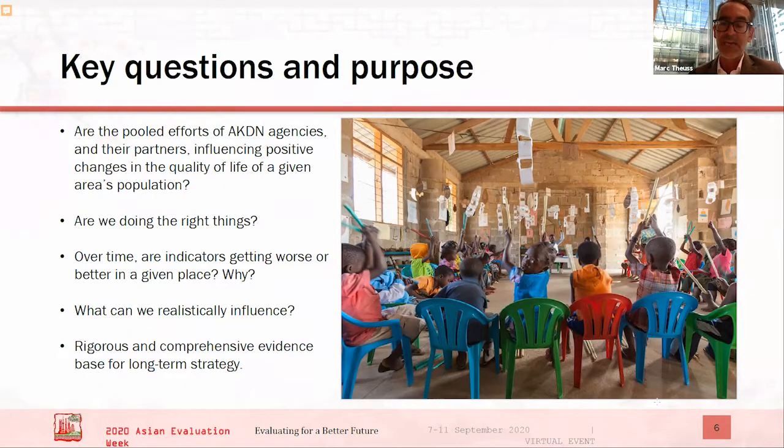And what are the key areas within that quality of life framework that we can realistically influence within a particular time frame? And the idea is that the quality of life assessments are rigorous and comprehensive. They're based in methodological rigor, and they provide an evidence base for long-term strategic decision making.